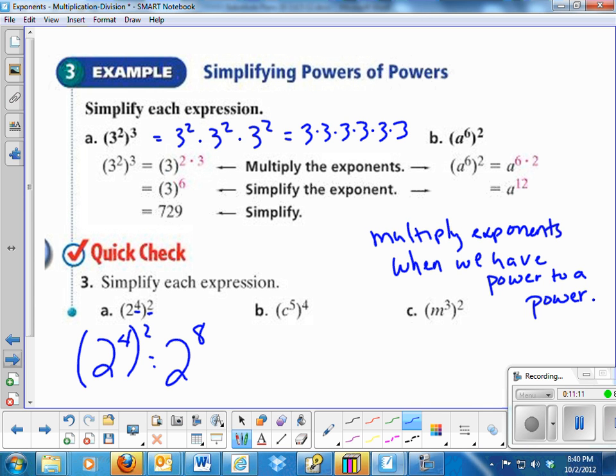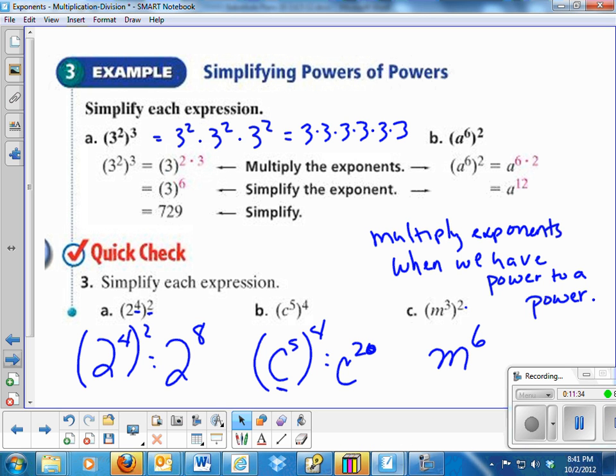Next one, letter B, I have c to the 5th power, raised to the 4th power. So of course that's c to the 20th power. If in doubt, write it out. I could write out 4 groups of 5 c's in a row, and I would find out I have c to the 20th power. Now when I have a variable, well, I've got my m, multiply those 2 exponents, I have m to the 6th power.